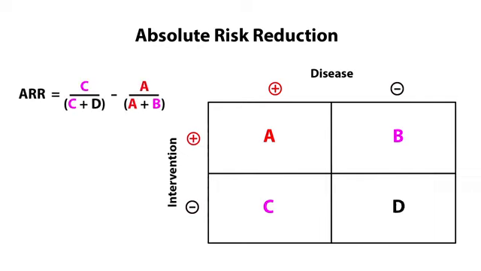So the calculation for absolute risk reduction is C over C plus D minus A divided by A plus B. We want to know the difference between the risk of the disease in the control group and the risk of the disease in the experimental group. If the risk of the disease without the drug is 10%, but the risk of the disease with the drug is 5%, then the absolute risk reduction is 5%.